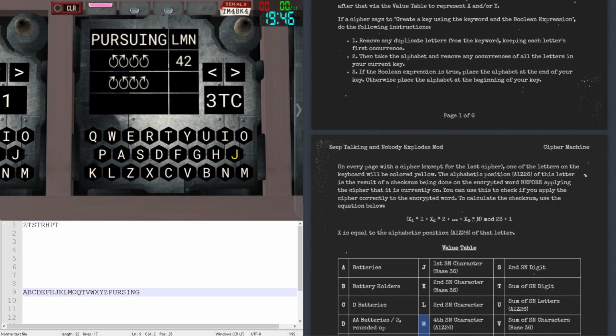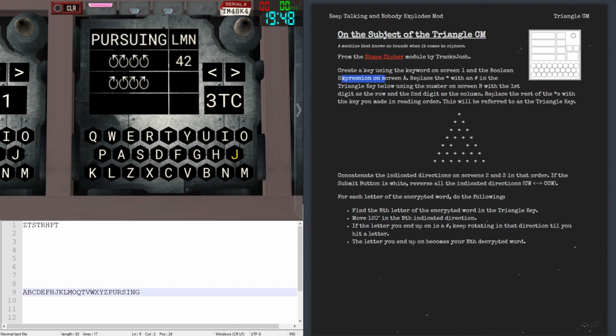All right. Next, replace the asterisk with a hash in the triangle key below using the number on screen B, with the first number as the row and the second number as the column. So it would be this fourth column, second one. This one would be a hash, which is going to be 1, 2, 3, 4, 5, 6, 7, the 8th one. So if I count 1, 2, 3, 4, 5, 6, 7, like so, the hash would go right here.